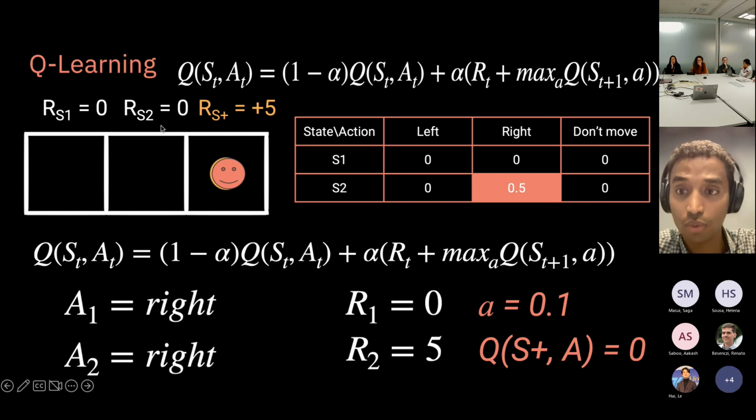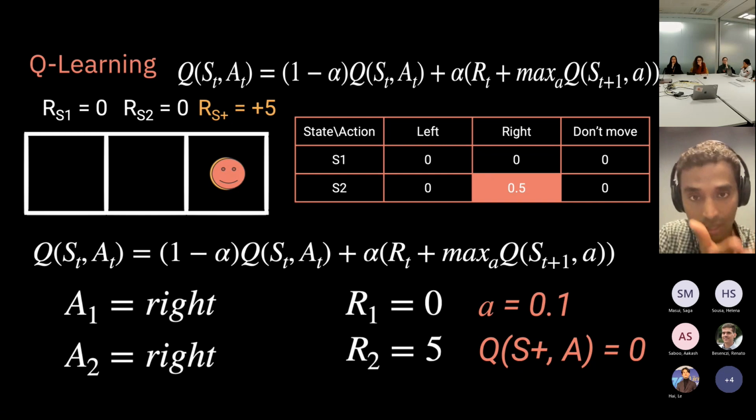Because from state two, if we go right, we'll get 0.5. So what this table is trying to tell the model is, if you are playing this game and you are at state two, it's highly probable that you will succeed if you go right. But remember that this is only the initial state.